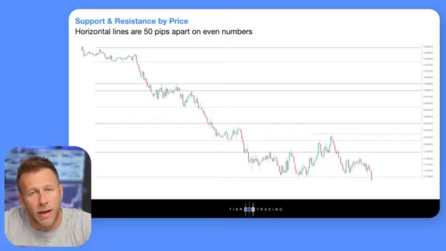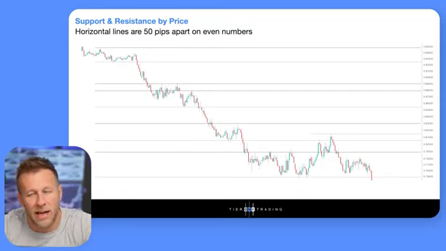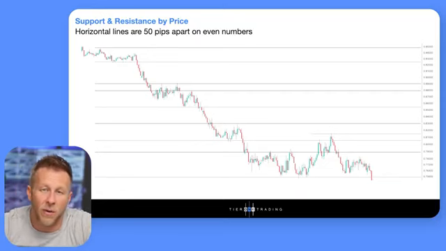And I recommend you go and practice just drawing in horizontal lines at these levels, scrunching up your chart, zooming out and seeing for yourself how well these are respected in certain markets. I think you'll be blown away.